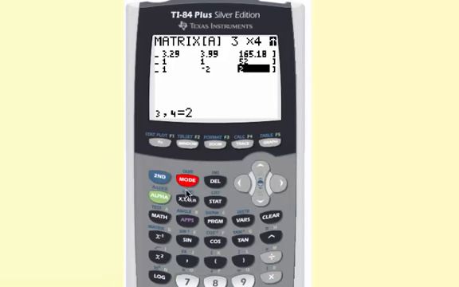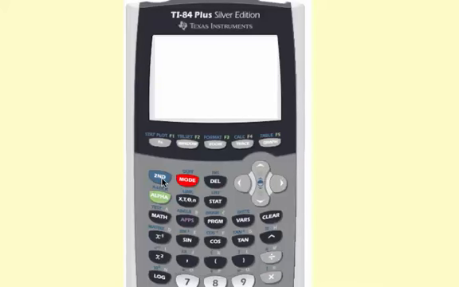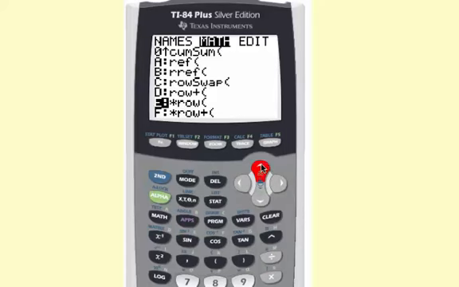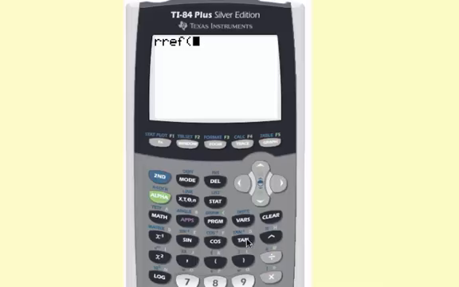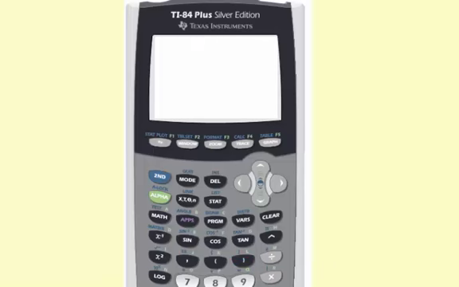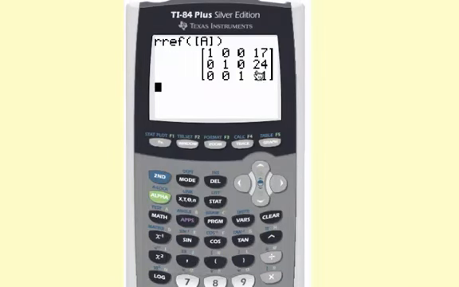So I'm going to quit out of here, second quit. Then we go into the matrix menu again. This time we're going to go under math and scroll to reduced row echelon form. Enter, and then second matrix again. On the names menu, I'm going to call matrix 1, enter. And here we have reduced row echelon form. It's all solved out. So x is 17, y is 24, z is 11.